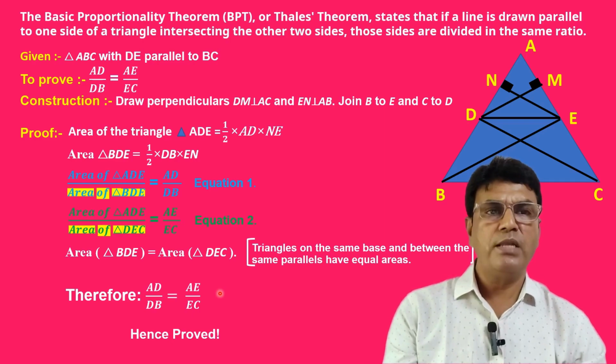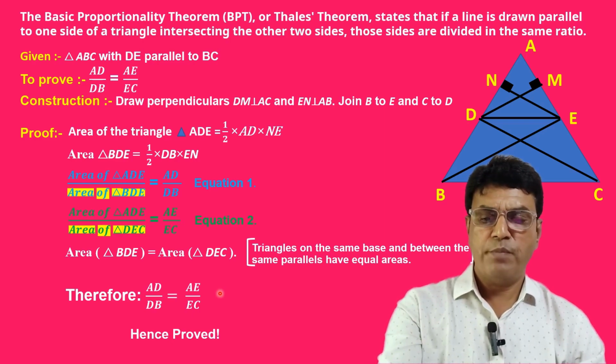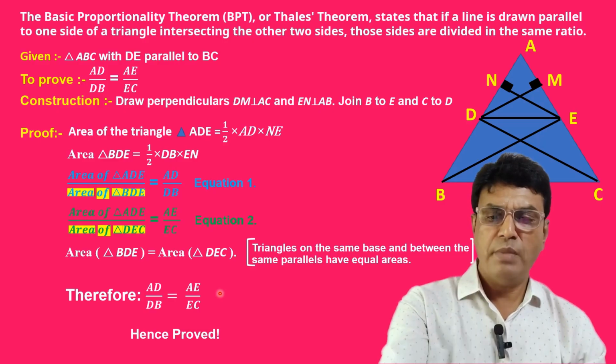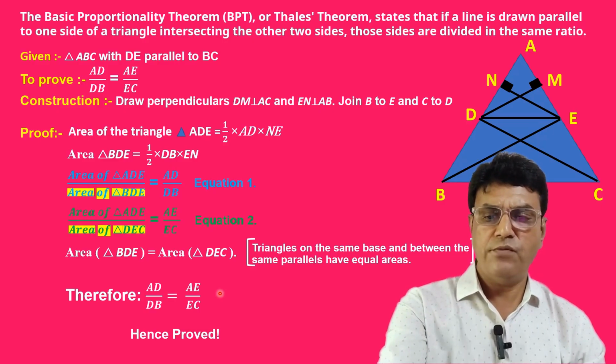BPT is as simple as that. Just compare areas of triangles on both sides, cancel out the common heights, and link the bottom triangles using parallel lines. Made BPT clear and easy for you.